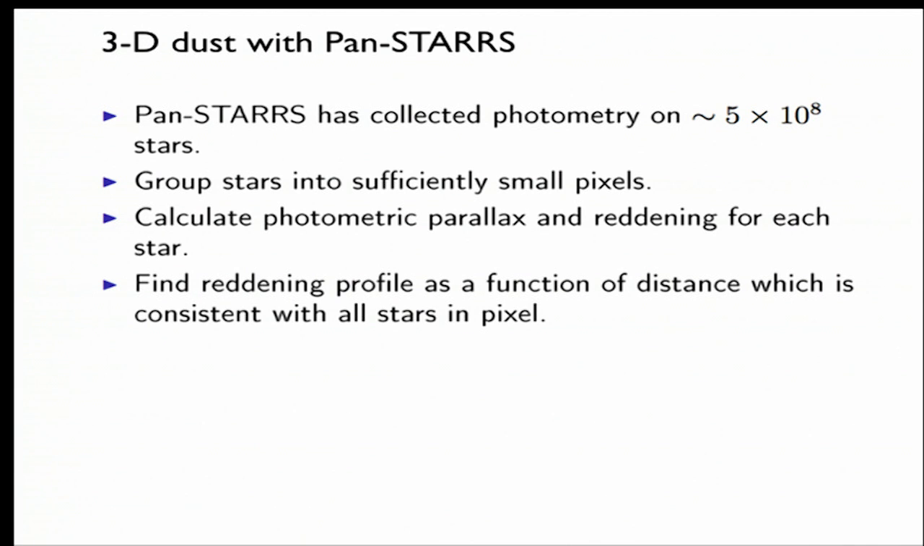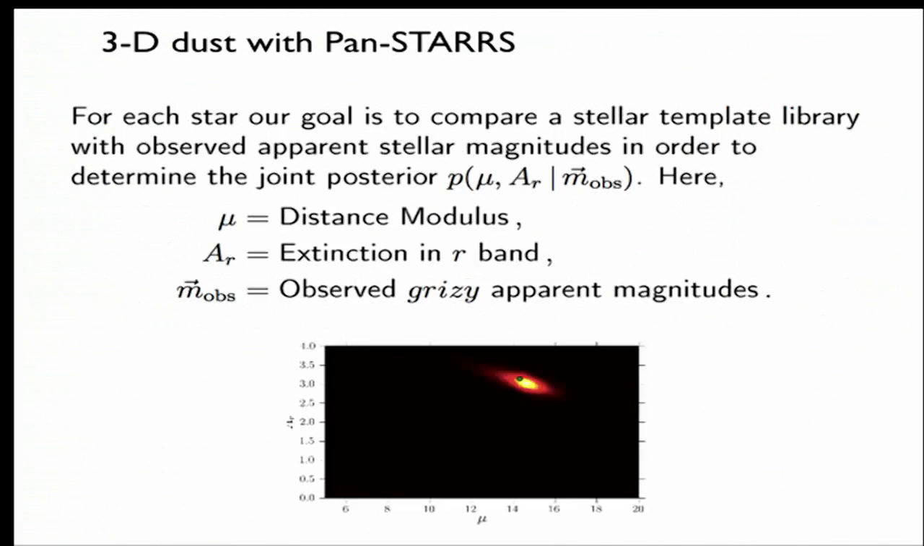So we've got all these stars. Okay, 500 million, 800 million, whatever. We ended up using about 800 million. We can group them into fairly small pixels, calculate, that's astronomer jargon for distance, distance and amount of dust in front of each star, get a posterior on that, then combine those and ask what the amount of dust as a function of distance is along each line of sight.